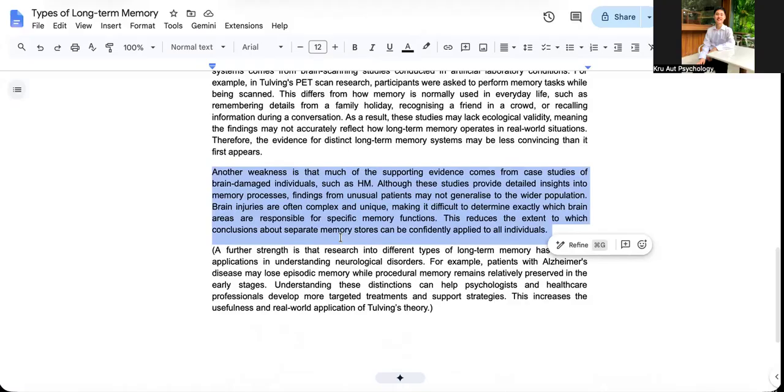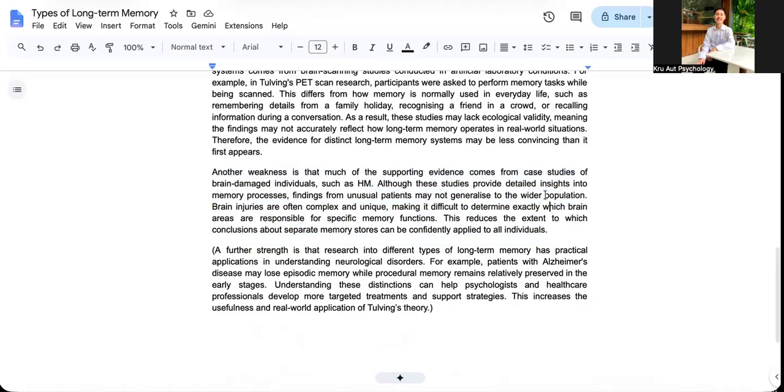So another weakness is that much of the supporting evidence comes from case studies of brain damaged individuals, such as HM. Although these studies provide detailed insights into memory processes, findings from unusual patients may not generalize to the wider population. Brain injuries are often complex and unique, making it difficult to determine exactly which brain areas are responsible for specific memory functions. This reduces the extent to which conclusions about separate memory stores can be confidently applied to all individuals. And by that I mean the population.